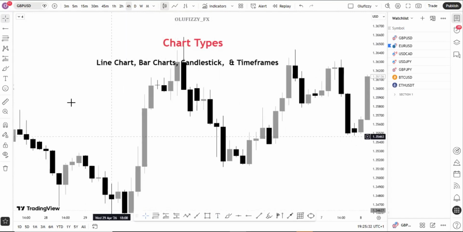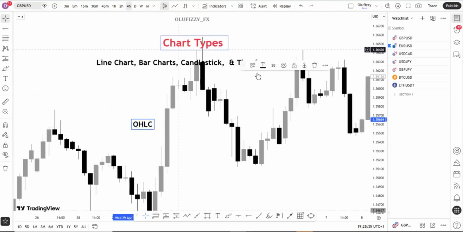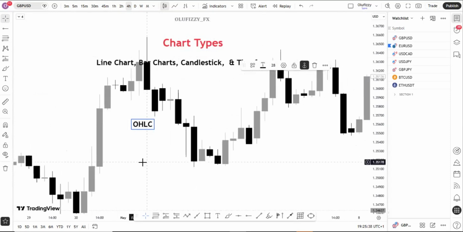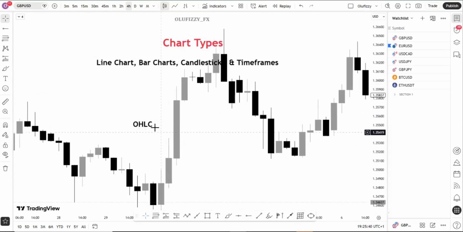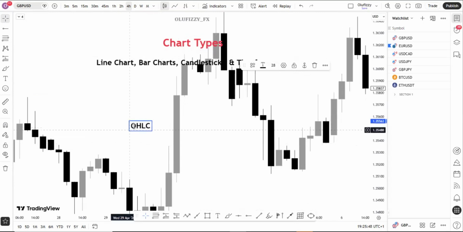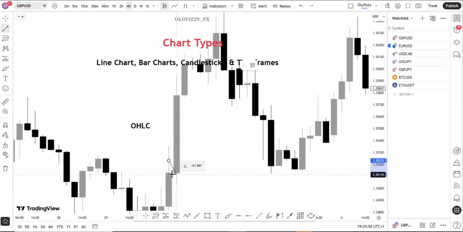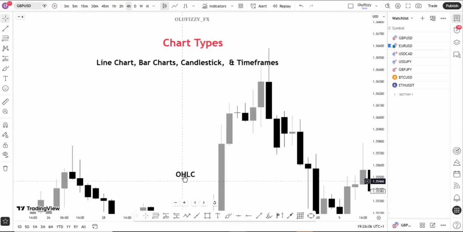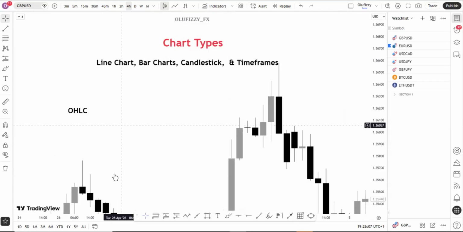So if we check this big candle, we take it for example now. Every candlestick is going to have these four parameters. The O stands for the open. So this is the open price here. This level here is the open price. Okay, let me just draw a chart so you can get it better.